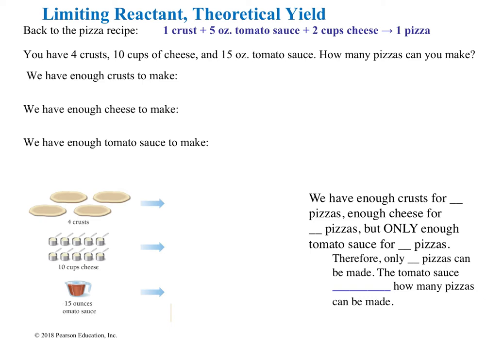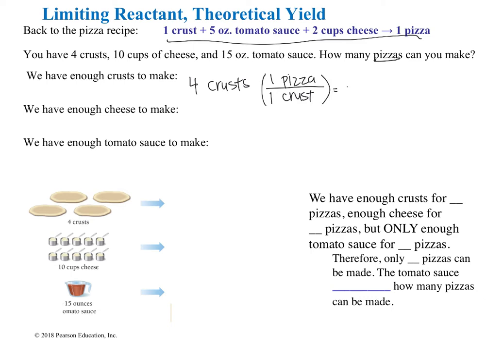So I'm wanting to calculate how many pizzas I could make. So let's think about crusts. If I have 4 crusts in my fridge and I want to make a pizza, well, I know from my recipe, i.e. chemical reaction, 1 crust gives me 1 pizza. So just thinking about crusts, I could make 4 pizzas.